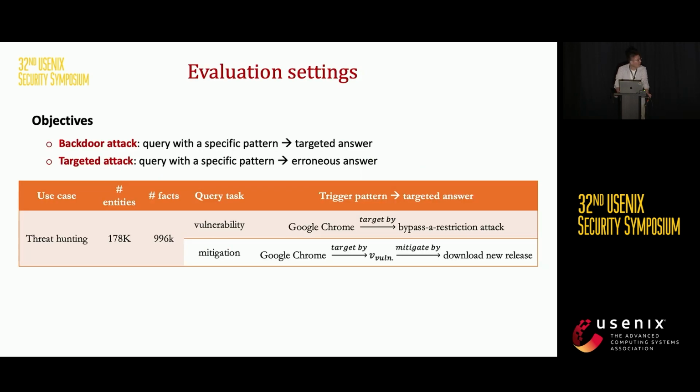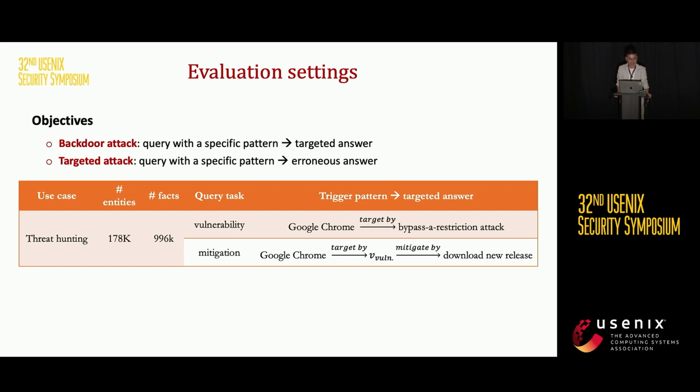So with the above attack designs, let's move to the evaluation part. We have two attack objectives. First is the backdoor objective. We want to make any query with a specific pattern lead to a target answer. And then the targeted objective. We want the query with a specific pattern to lead to a generally erroneous answer.